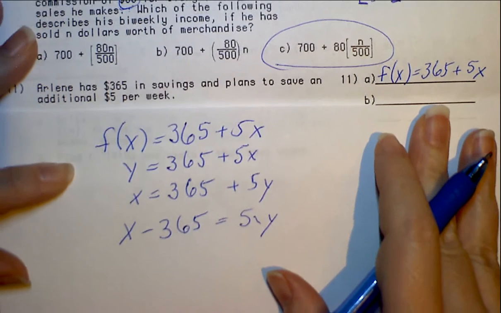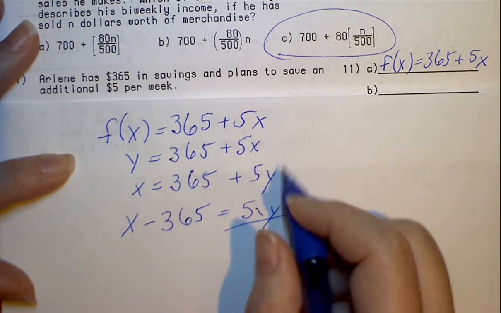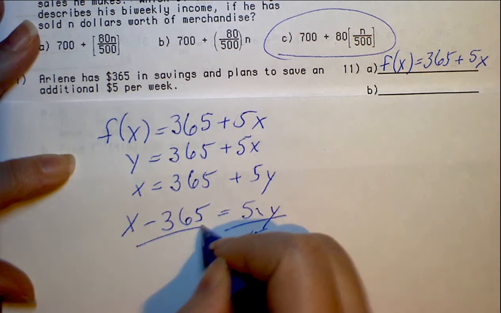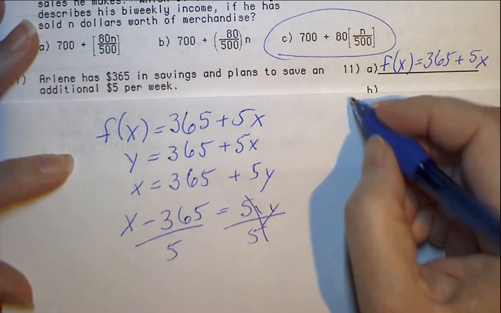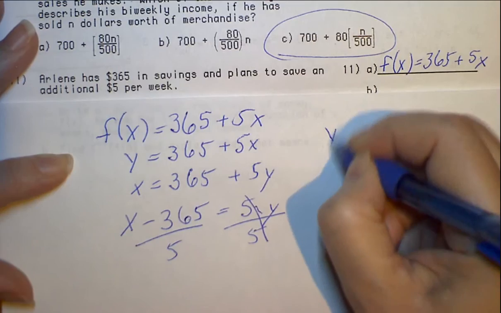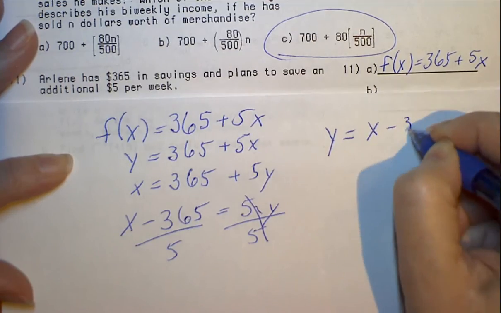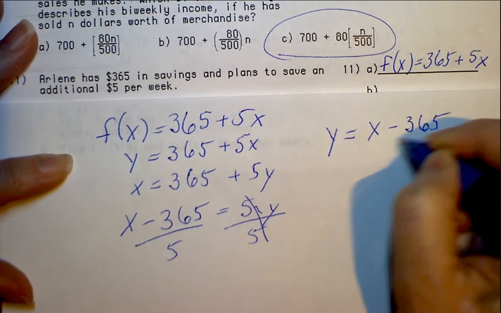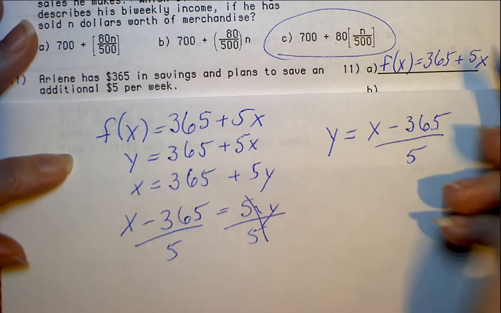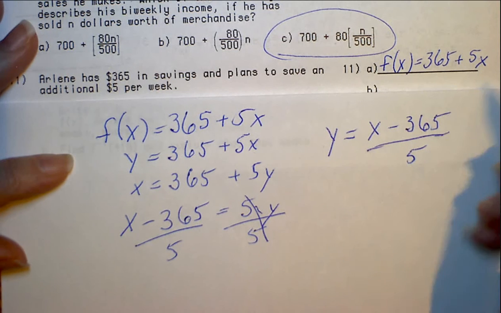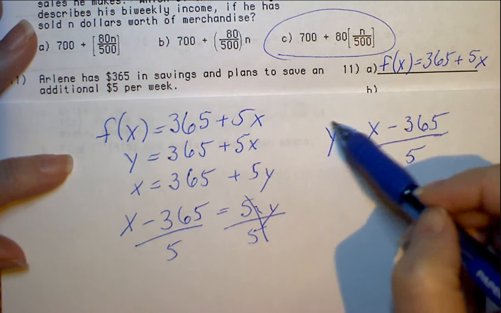And then I'm going to divide by my 5. So my 5's cancel out, and I'm left with y equals x minus 365, all over 5. Alright, so now the first thing that I want to do is to change this y back.